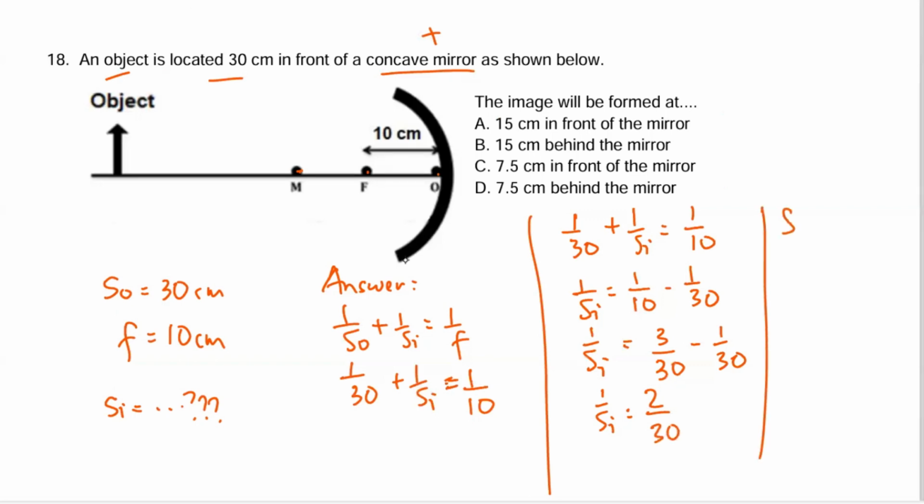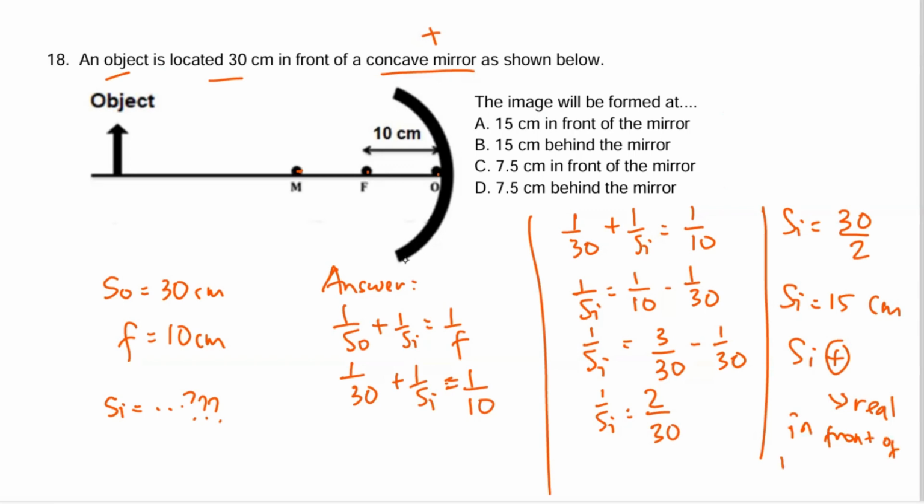In order to get SI, we need to switch that. So 30 over 2, so SI equals 15 centimeters. As you see here, SI is positive, not negative. When SI is positive, it means a real image, and when we're talking about a mirror, it means in front of the mirror. So the answer is 15 centimeters in front of the mirror. The answer is A.